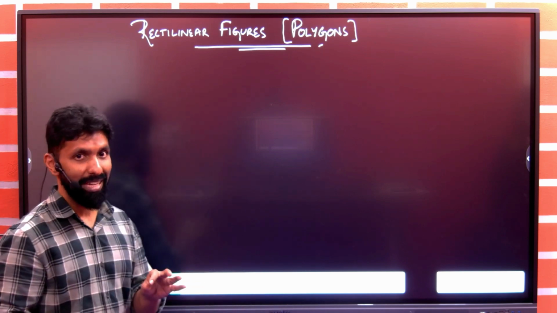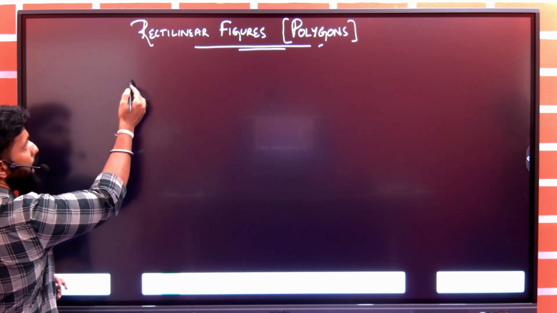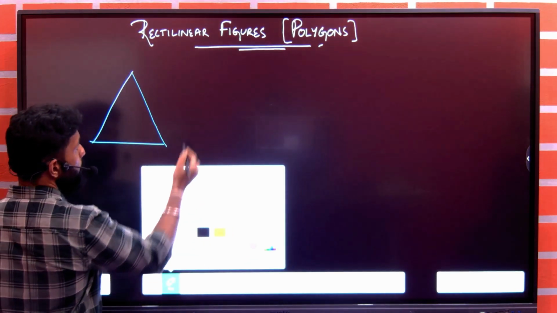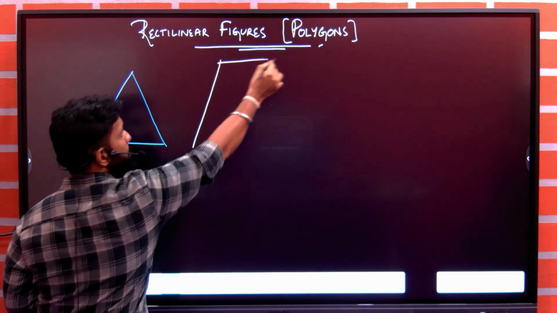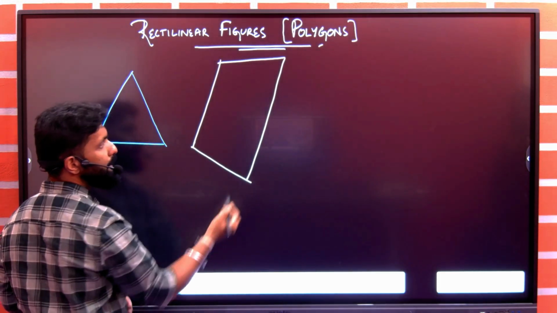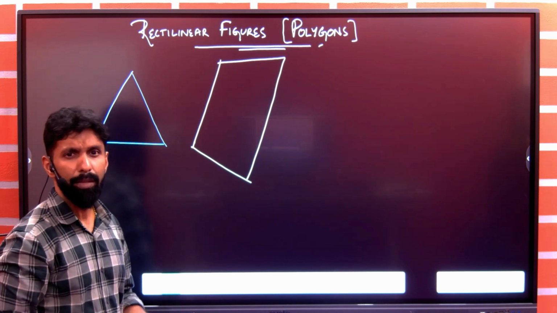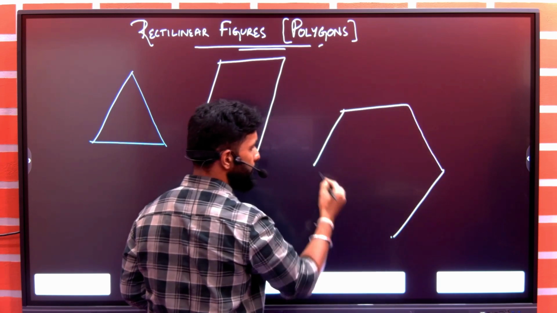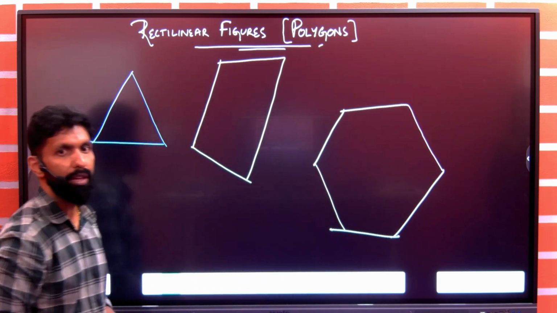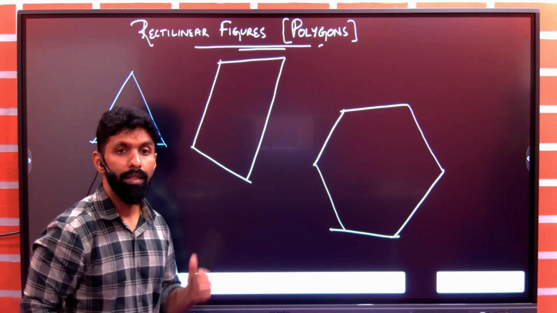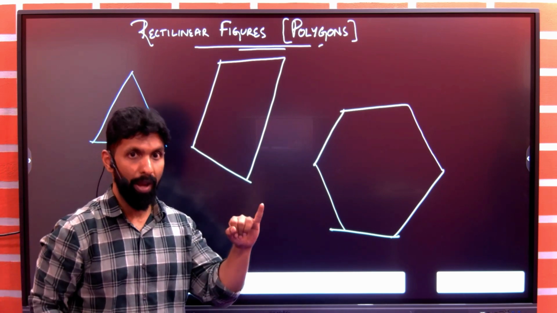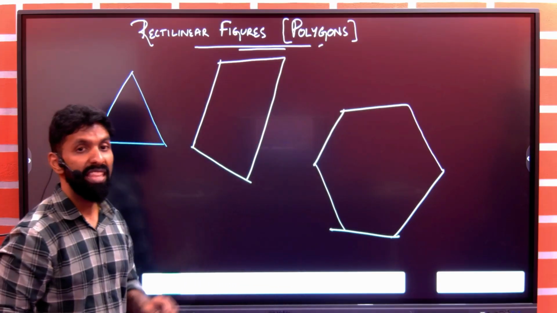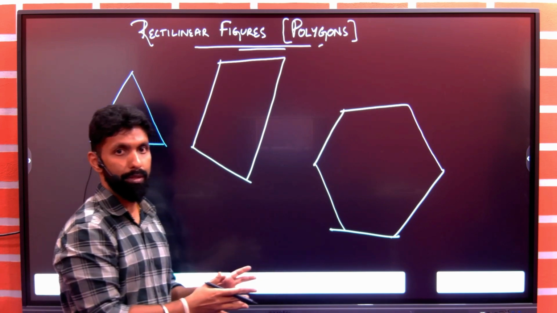Now, I use straight lines to draw certain figures. We all are sure about how to draw a triangle. We know how to draw a quadrilateral. Name it any quadrilateral. Let it be a parallelogram, a rectangle, a square, whatever it is. We know how to draw a five-sided figure, six-sided figure, seven-sided figure, whatever it is. The condition is these should be two-dimensional figures, point number one. Point number two, these should be closed figures.